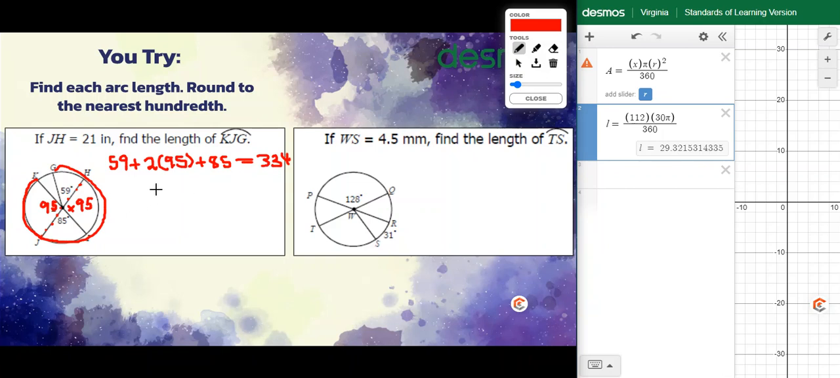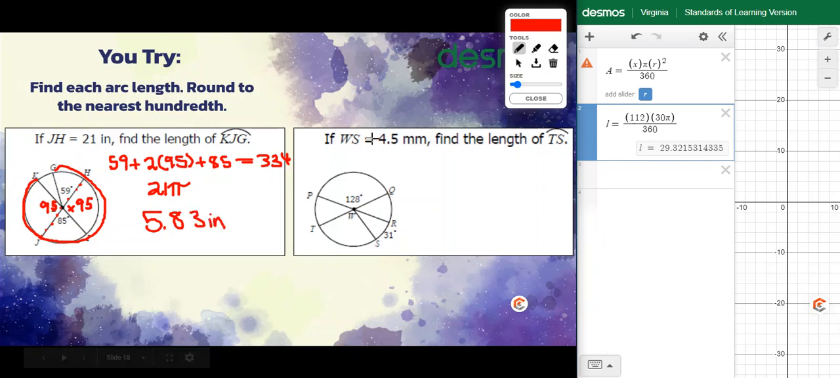Of course, there are other ways that you could have found the remaining measure. Once you have the degree measure, you also needed to find the circumference, 21 pi, because here they gave us JH as a diameter, so it's just pi d, which would have left you with a length of 5.83 inches.